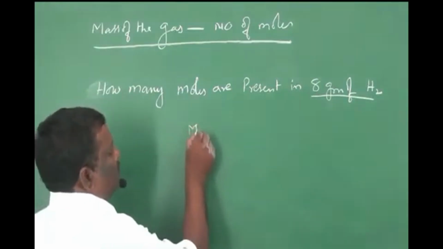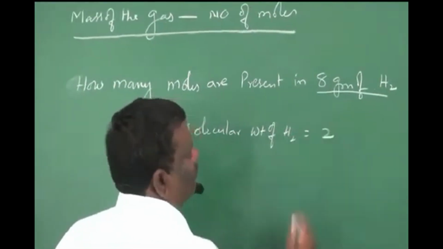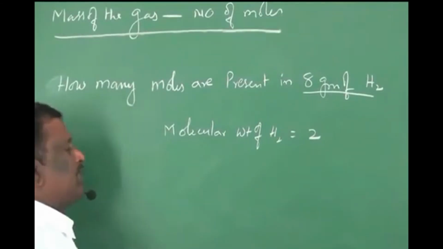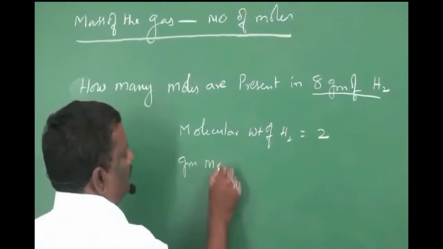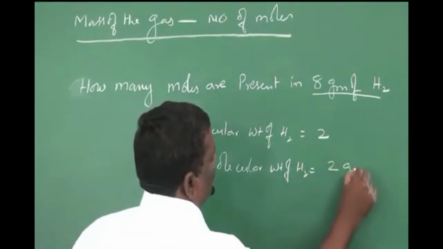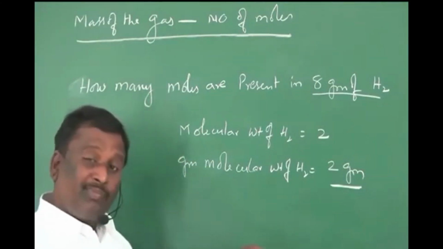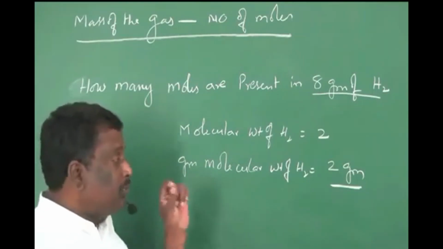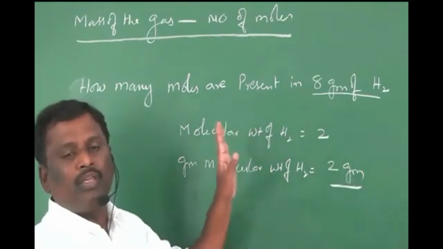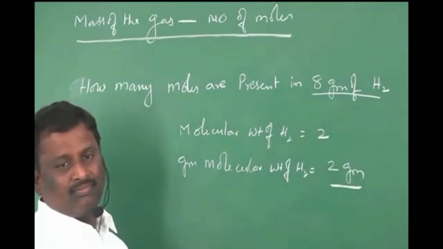You should remember the molecular weights. So here first you have to write down: molecular weight of H2 is 2. If molecular weight of hydrogen is 2, its gram molecular weight will be 2 grams. Molecular weight is 2, but gram molecular weight is 2 grams. If they ask you gram molecular weight, you should specifically mention the unit also, 2 grams. 2 grams of hydrogen is said to be 1 mole, not 2 milligrams or 2 kilograms. So the unit is more important.